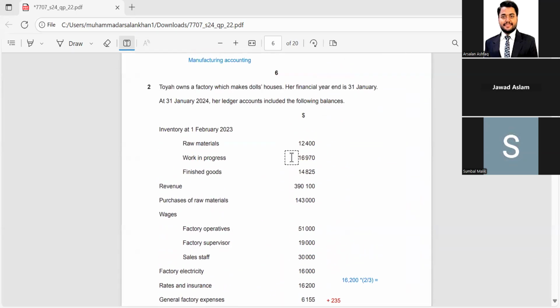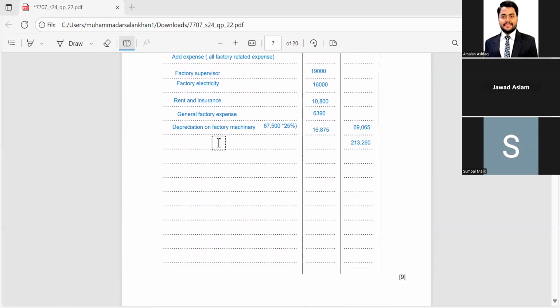Opening stock of work in progress is given as 16,970. So we will add the opening stock of work in progress. 213,260 plus 16,970 is 230,230. Then, as we have added the opening stock, we will subtract the closing stock.